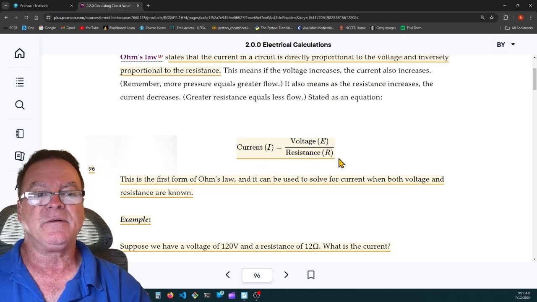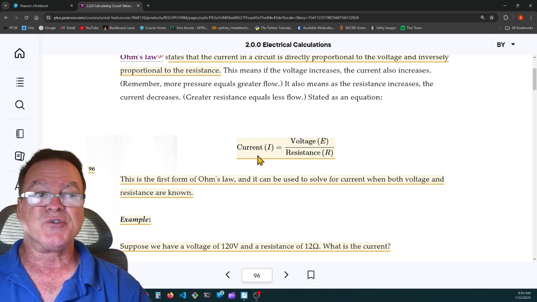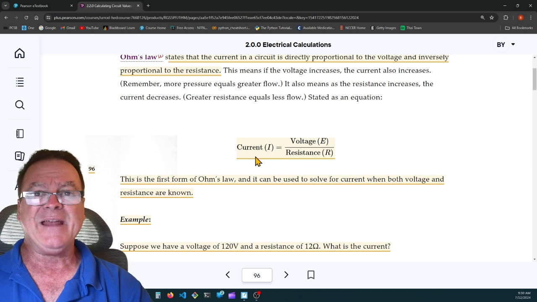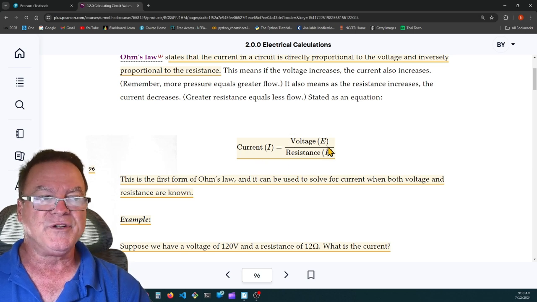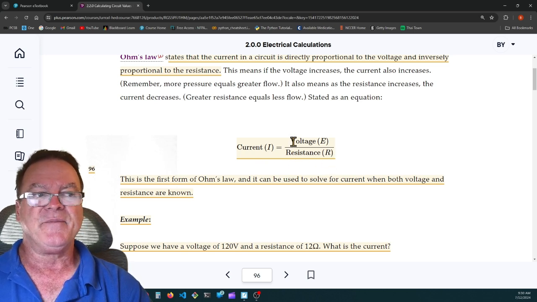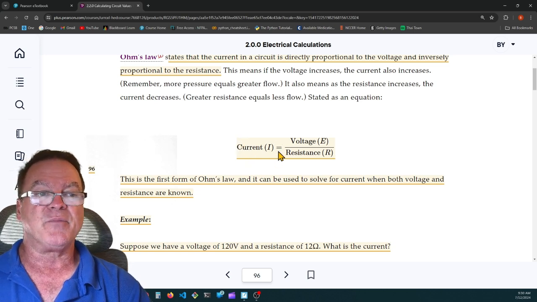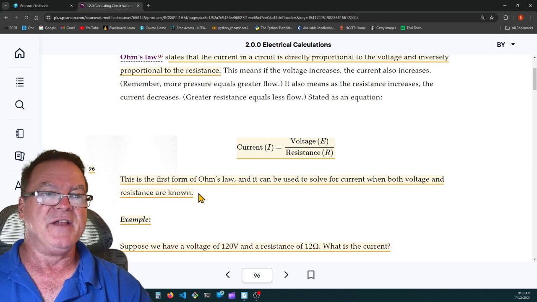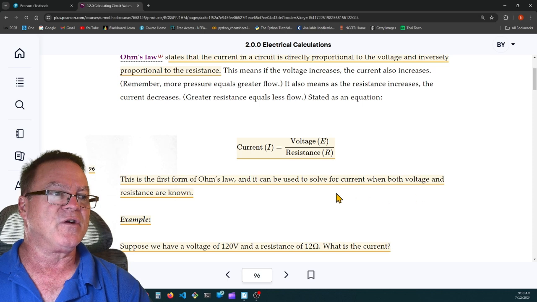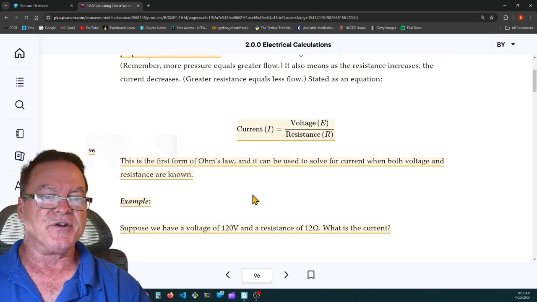I like that equation more than the other two because it tells the true story. The current is dependent on both the voltage and the resistance. If you increase the voltage, you will increase the current. If you increase the resistance, you will decrease the current. It's inversely proportional to the resistance. This is the first of Ohm's law, and it can be used to solve for current when both voltage and resistance are known.